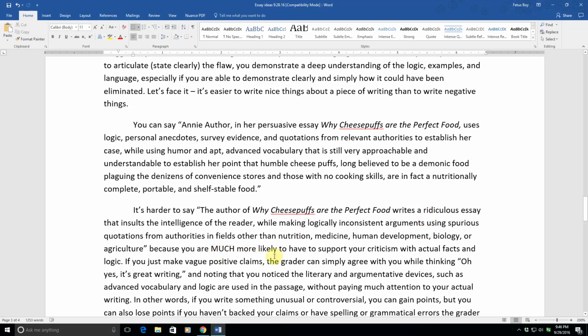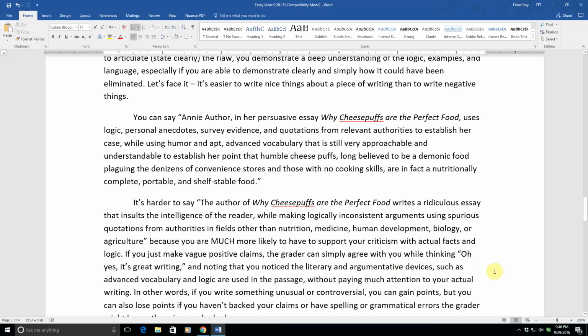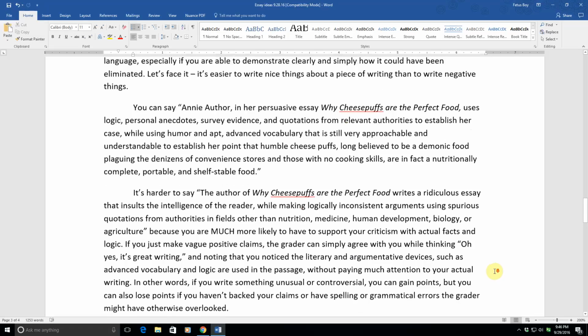If you just make vague positive claims, the grader can just agree with you, say, oh, yes, it's great writing, and notice that you notice the literary and argumentative devices such as advanced vocabulary and logic used in the passage, and the grader won't have to pay much attention to your actual writing.